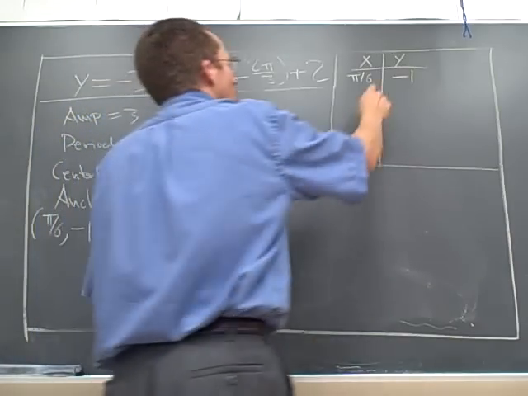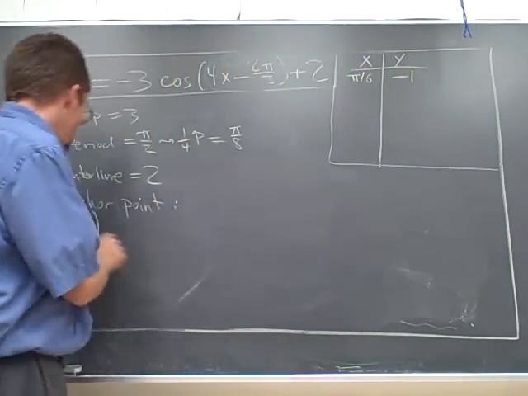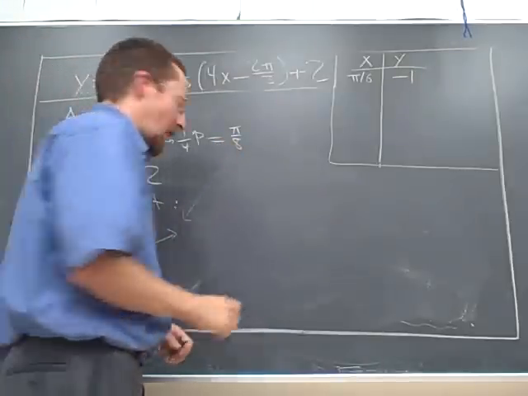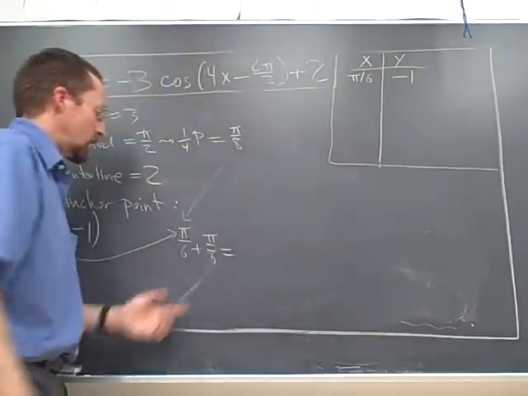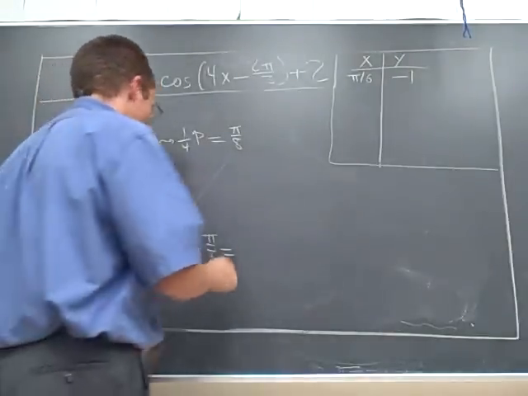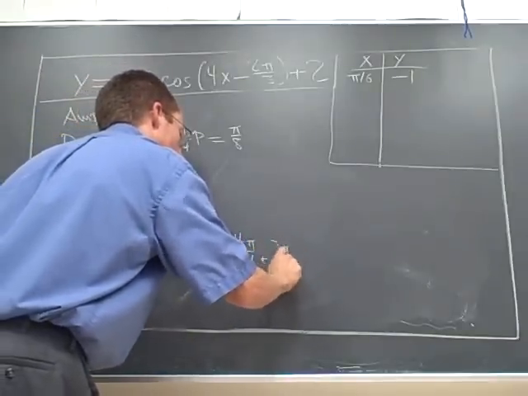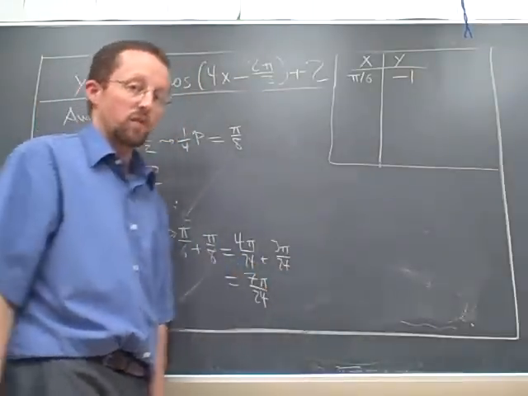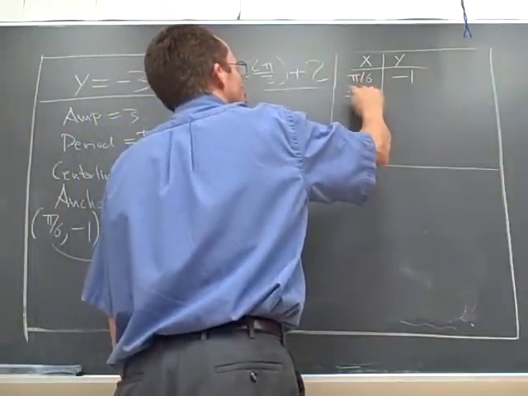Now, what's my next point? Well, that's where the numerical stuff gets a little interesting. We're going to go pi over 8 beyond pi over 6. We're going to add those. And we need a common denominator for that. Well, the common denominator for that is 24. This is 4 pi over 24 plus 3 pi over 24, 7 pi over 24. Oh no, I have to deal with 7s and 24s. Well, that happens sometimes. So the next one is 7 pi over 24.